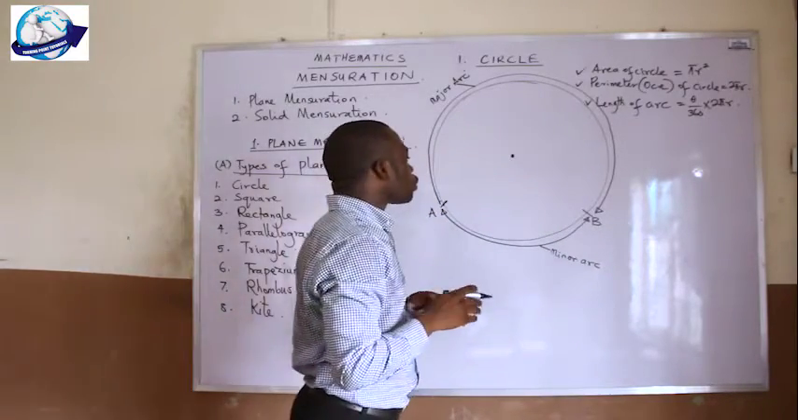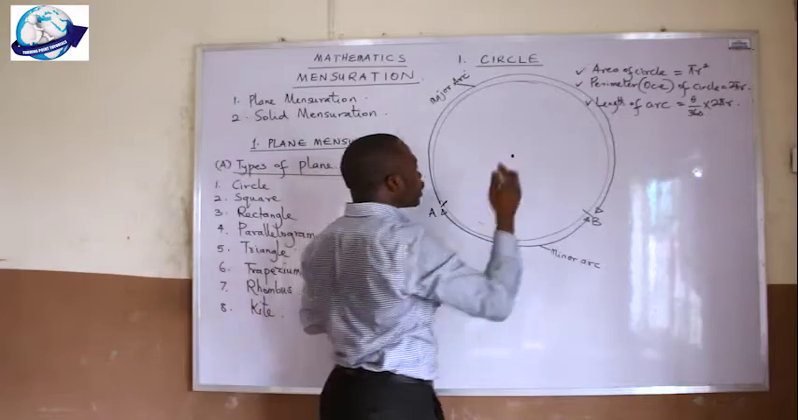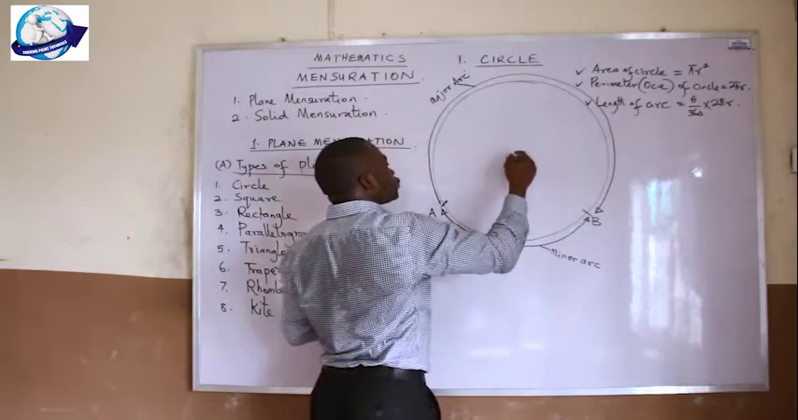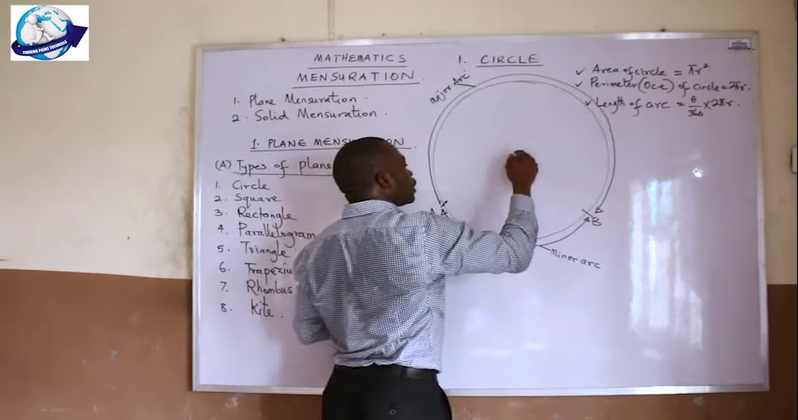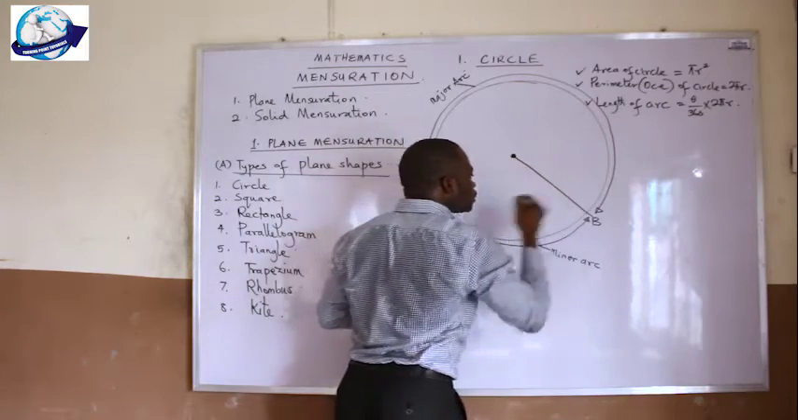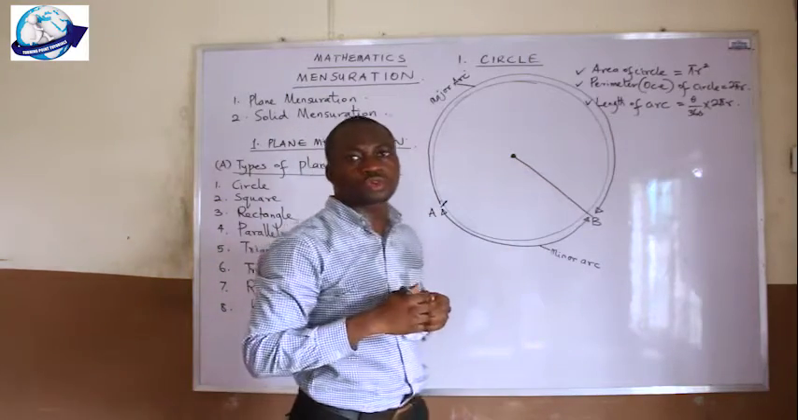Then there is what we call a radius. From there, I will look at other issues. From here, if I draw a line from the center to touch any part of the circumference, that's called a radius.